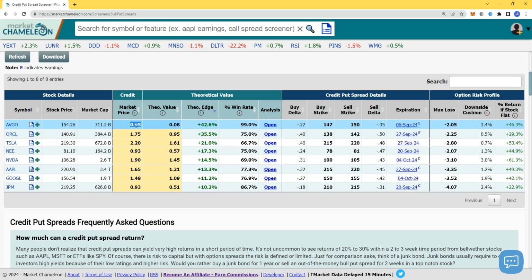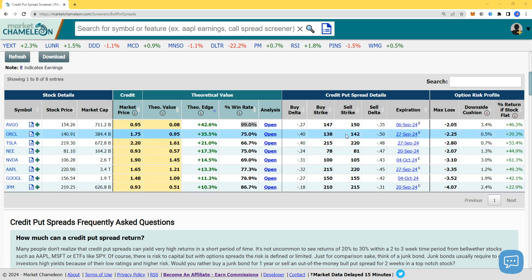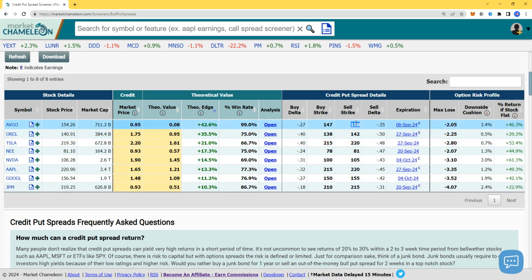Let me read this again. You are collecting 95 bucks compared to $8, what you should have collected based on history. 42.6% edge, 99% win rate. The trade itself is selling the 150 put and simultaneously buying the 147 put. The stock price is 154, so that's almost a 10% leeway, which is very, very interesting to me. The max loss is 205 bucks, and the max win is $95.